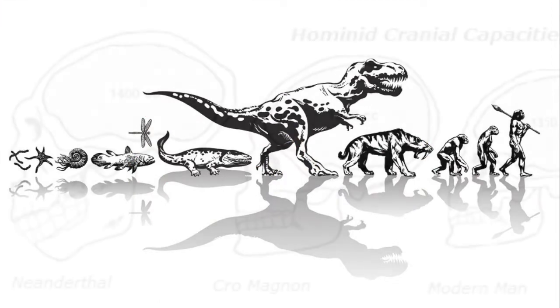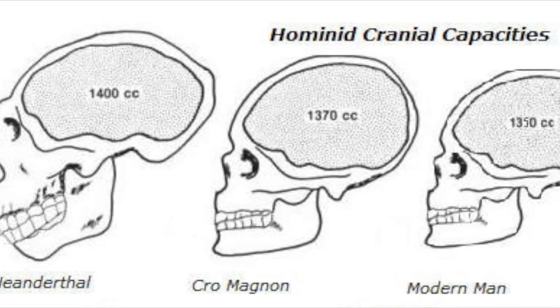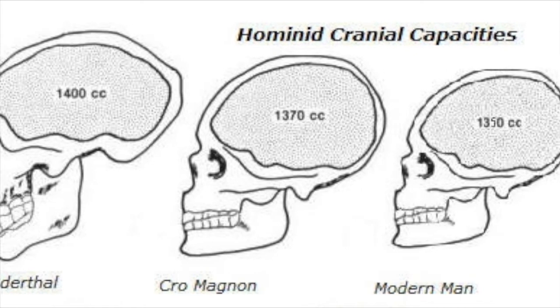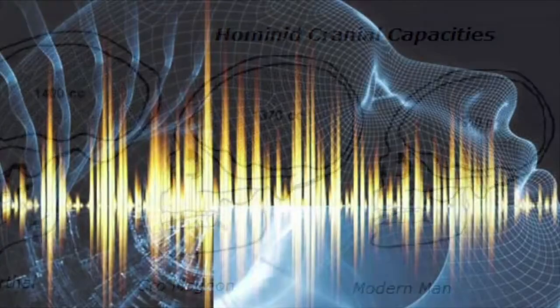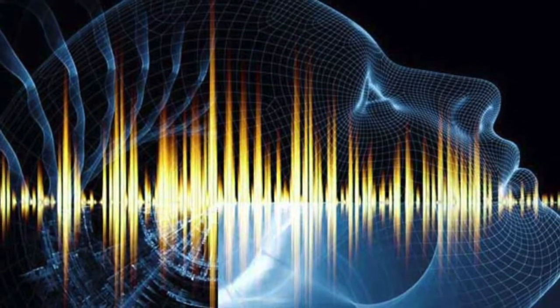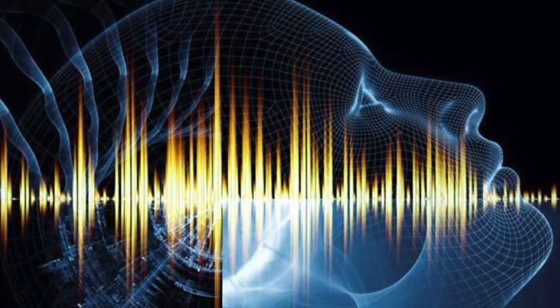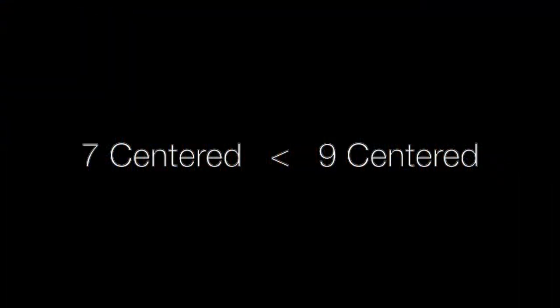So unlike the transition from Neanderthal to Cro-Magnon to Homo sapiens, our most recent evolutionary leap was an internal one. There were no external changes in the physique, such as skull structure and bone density. And this is because we underwent an evolution in our capacity for awareness. It was an evolution in our field of consciousness. And the only physical manifestation of this evolution was the transition of humanity from being what we call a 7-centered human being to being a 9-centered human being. So we, you and I, are 9-centered human beings.